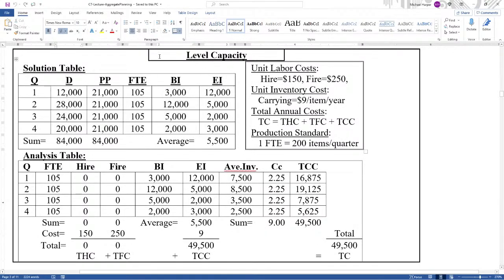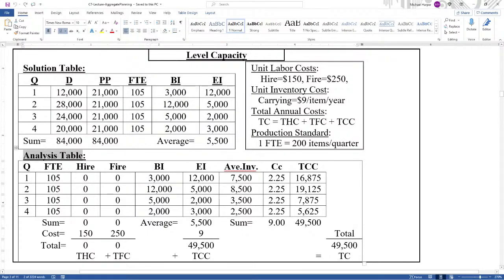Because remember, for these strategies, we said, well, demand, production, capacity, and inventory. So this is the minimum amount of information to define this level capacity strategy. And to solve for a level capacity strategy, this is the solution. So this is a solution table. So we sum the demand, sum the production, and average the inventory. And there it is. Okay, now, the second table down here is an analysis table.